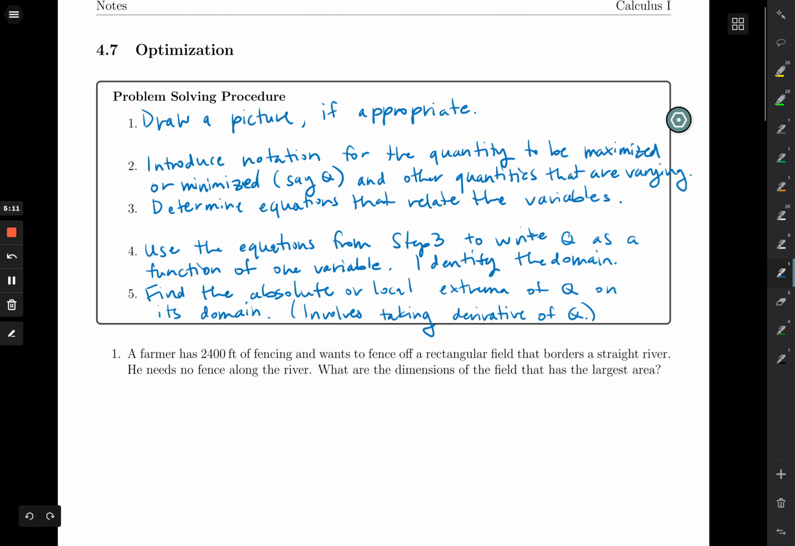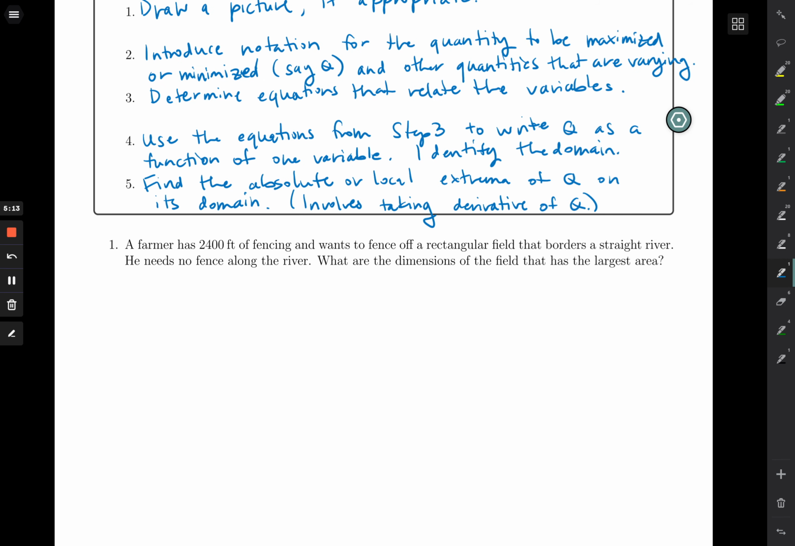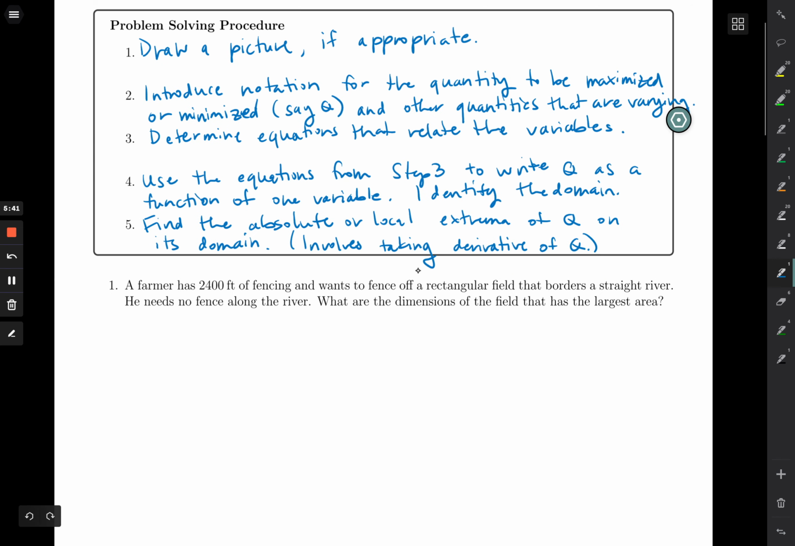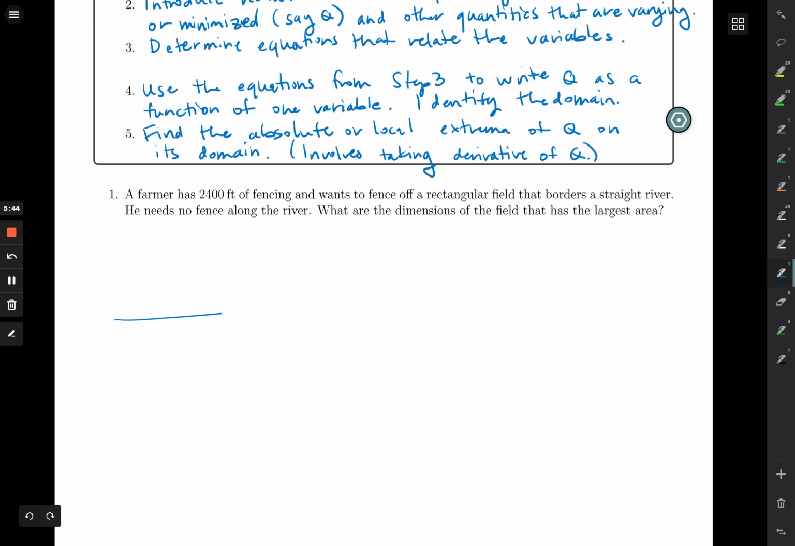Okay, so let's do an example. So here we have a farmer that has 2,400 feet of fencing and wants to fence off a rectangular field that borders a straight river. So we're assuming that the river is completely straight. The bank is a straight line. So this is an idealized version of a real world problem, but we can approach it this way. So he does not need a fence along the river. He just wants something that creates a rectangle.